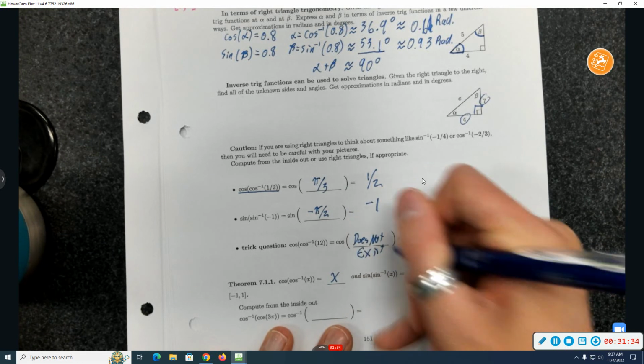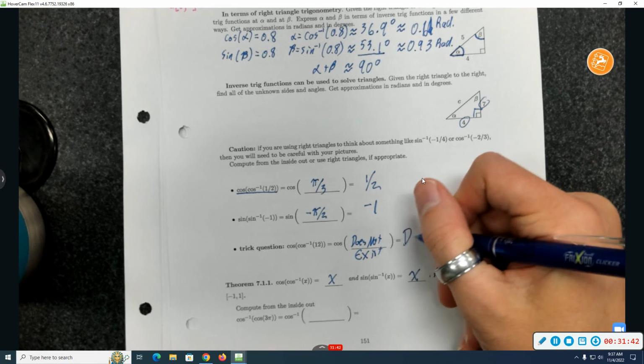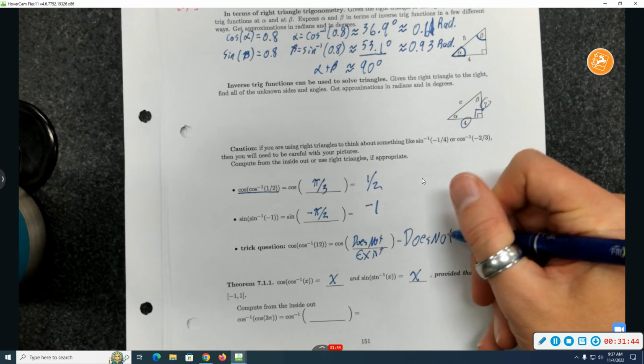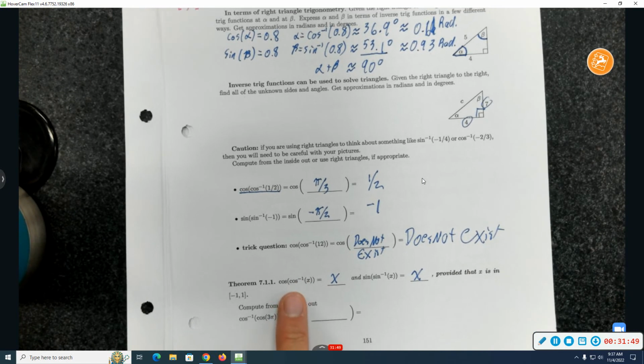It doesn't exist. What's the cosine of something that does not exist? So trig of inverse trig is always equal to the original input as long as you're inside of negative 1 to 1. Let's think the other way.